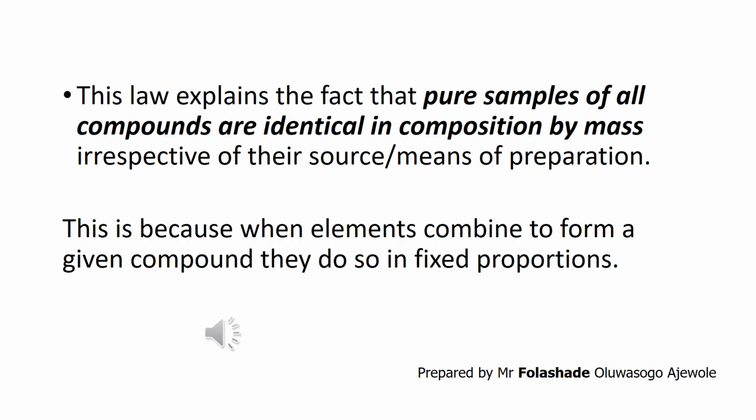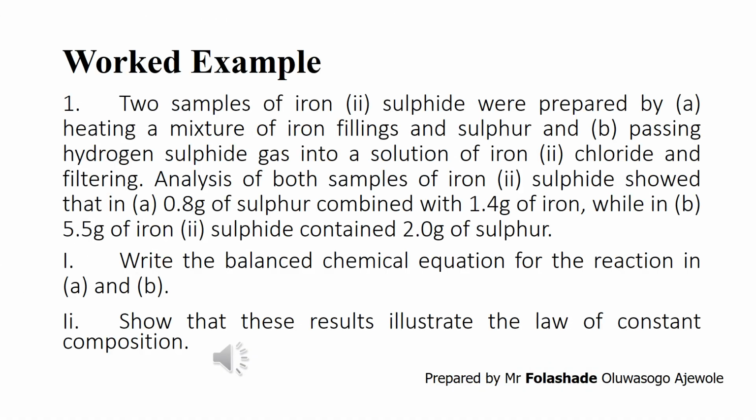This law explains the fact that pure samples of all compounds are identical in composition by mass, irrespective of their sources or the means of their preparation. This is because when elements combine to form a given compound, they do so in fixed proportions. Some calculations are involved under this topic, and we'll look at a worked example here.